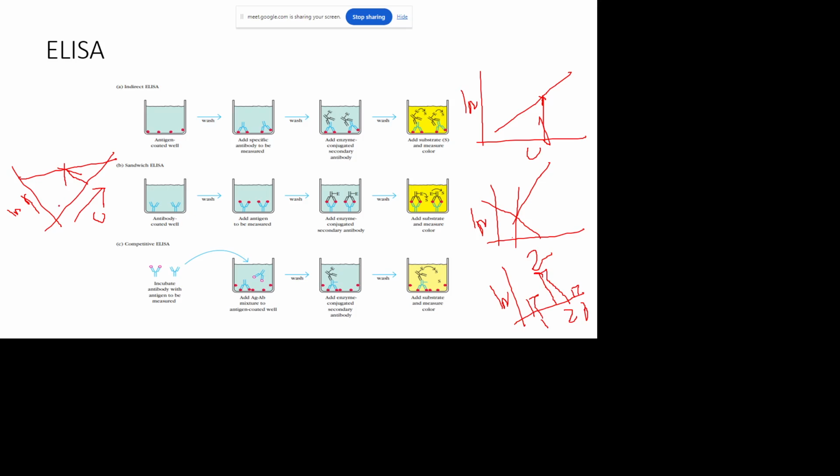So the difference between sandwich and indirect ELISA is that in sandwich ELISA the secondary antibody will bind to the antigen, but in indirect ELISA the secondary antibody will bind to the Fc region of the antibody, right? So this is the difference, and that's how, by plotting the standard curve, you can measure the concentration of the antigen or antibody, whatever you are doing, by those three experiments. Okay, any doubt here?